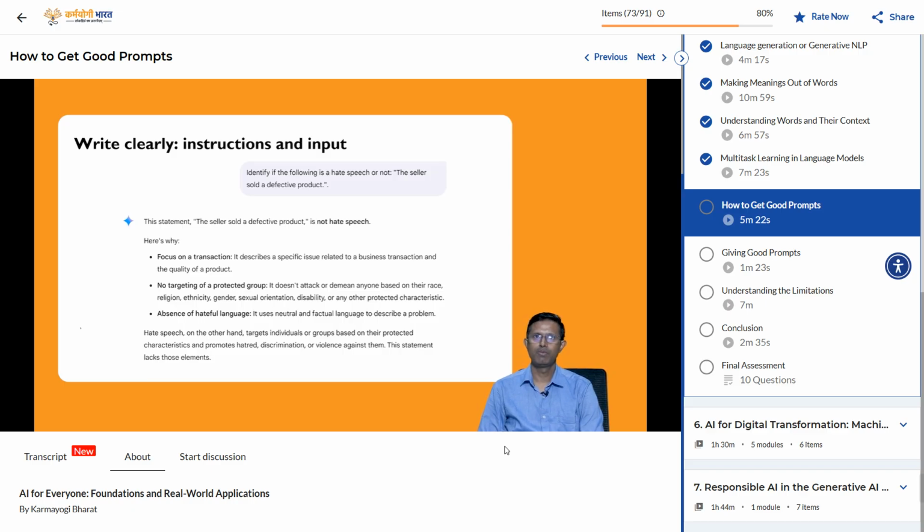We say, identify if the following is a hate speech or not. Again, let me bring on the pointer. The seller sold a defective product. Now this is definitely a negative sentiment, but it's not a hate speech, right? So this is the response which came from Gemini, which says the statement "the seller sold a defective product" is not a hate speech, and it also gives a reasoning. So it has given this answer based on what we told it to do. This is the prompt that we provided: a clear instruction and clear input, and this was the output.